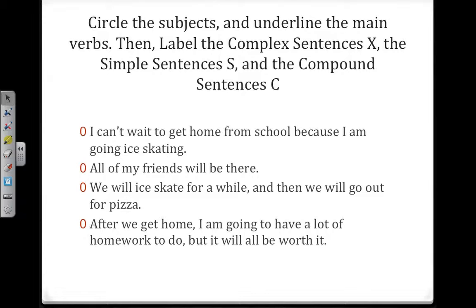So now you are circling the subjects, underlining the main verbs, drawing a star over the subordinating conjunction, and you are now able to label each and every sentence as either S, simple, C, compound, X, complex, or CC, compound complex. Pause the video and do the practice. Come back when you are ready to check your work.